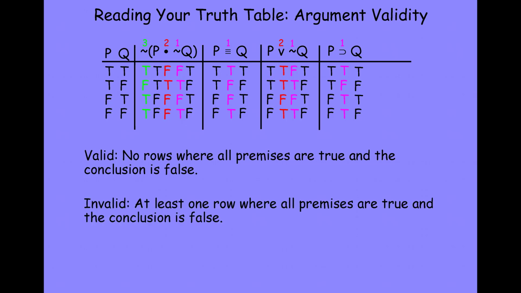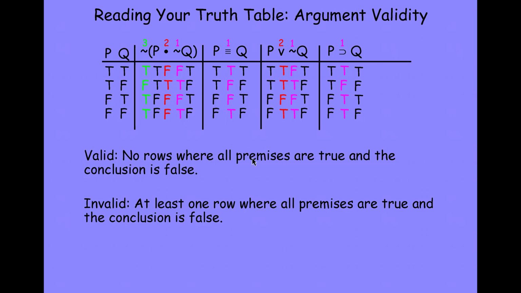On the other hand, if there's at least one row where all the premises are true and the conclusion is false, then the argument violates our definition of validity, and hence the argument is invalid. So let's evaluate an argument where we've got the biconditional statement here as our conclusion, and we've got our disjunction and our tilde statements as our two premises.